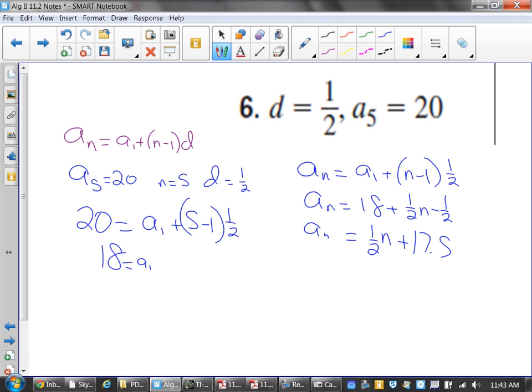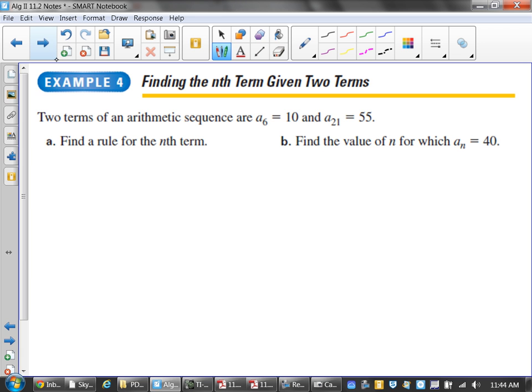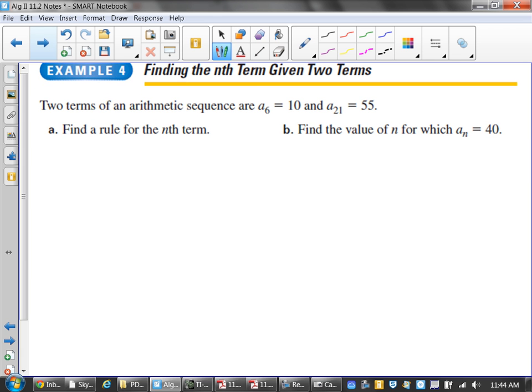But it's still early in the class period, so guess what? Of course! Finding the nth term given two numbers within the sequence. Let's just worry about part A for right now. We'll come back to part B.